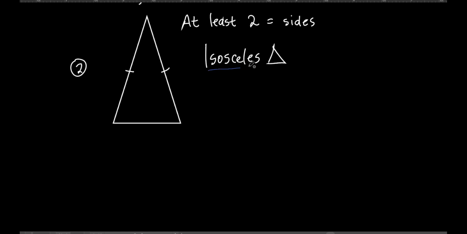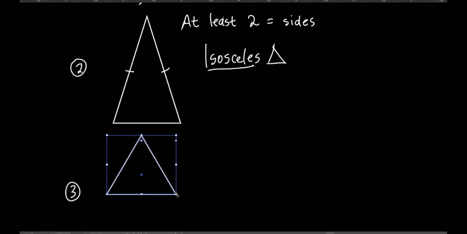Usually we save the word isosceles for exactly two equal sides, but technically the definition is at least two equal sides. But most of the time we say that, because what if all three sides were equal to each other? Then we would call it, and that's our next thing actually, so let's just write that down. So what if you had a triangle where you actually had all three sides equal to each other?